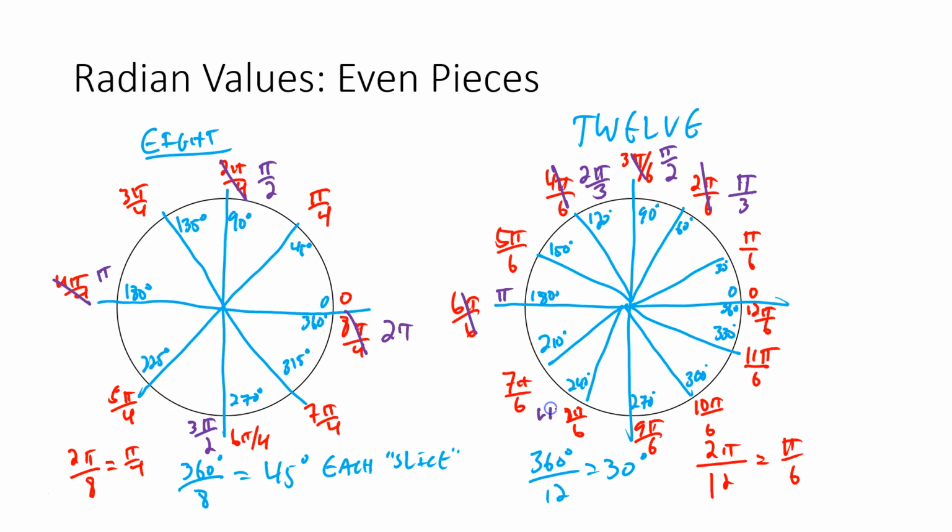8 pi over 6 is 4 pi over 3. 9 pi over 6, those are both divisible by 3. That gives me 3 pi over 2. 10 pi over 6 is 5 pi over 3. 11 pi over 6 I leave alone, and then 12 pi over 6, of course, is 2 pi. So by doing this, by cutting the circle into pieces, we get all of the values on the unit circle that we need for radians that are important. Okay.